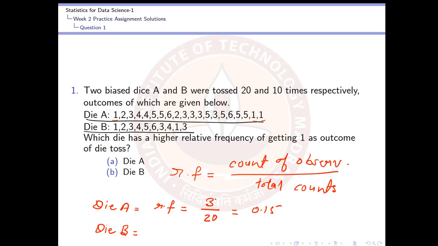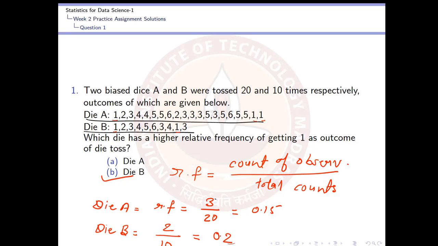1 has appeared 2 times here and here. So count of observation will be 2 and total count is 10 because die B was tossed 10 times. So here relative frequency of 1 for die B is 0.2. Because 0.2 is greater than 0.15, hence die B has a higher relative frequency of getting 1. So the right answer is B. Die B has a higher relative frequency of getting 1 as an outcome.